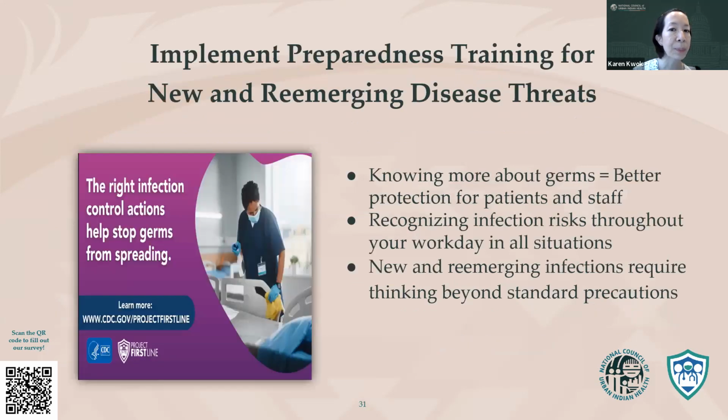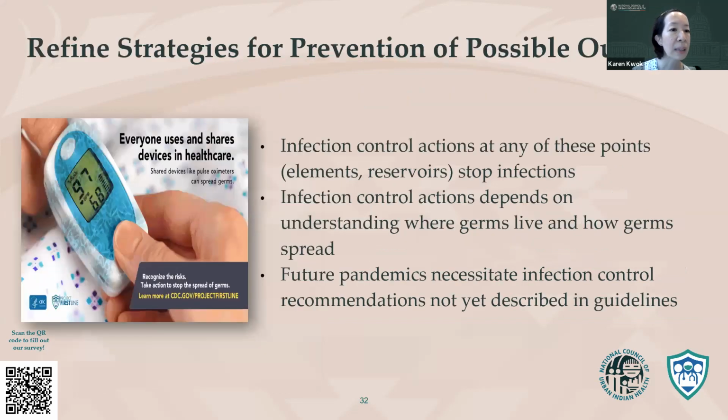In the next slide, infection control actions at any one of these key points that were discussed can stop germs from spreading and causing infection. To make decisions about infection control, it's important to think about where the germs are, and then recognizing that risk, stopping the spread from happening. In the next slide, recognizing reservoirs, the places where germs live throughout our workday, is the first step to being able to see the risk for germ spreading and knowing when to do something about it so we can protect our patients and ourselves.